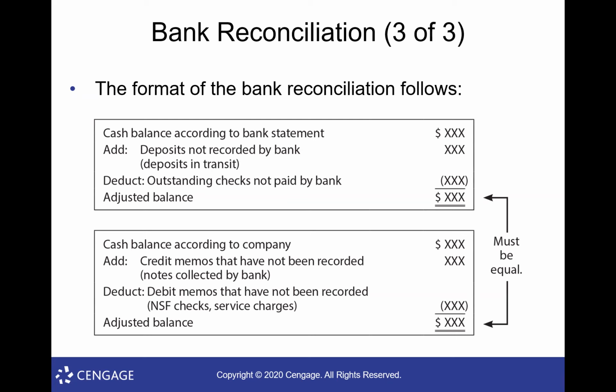So recognize that in essence, we're making adjustments to what the bank balance says for things that are on our records but not yet on the bank's records. And then we're making adjustments to the book balance for things that were on the bank records but not yet on our book records. And after those adjustments, it should all balance.